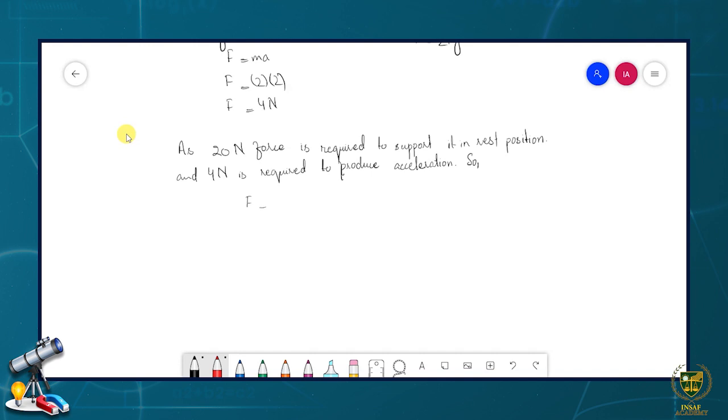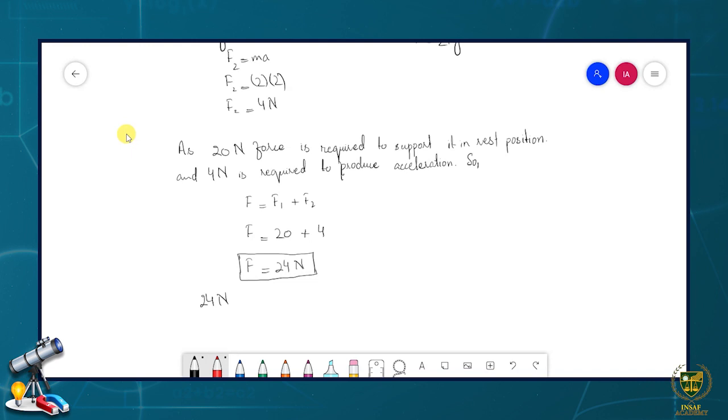So the total force F is equal to F1 plus F2. So this is basically the F2 force which is required to produce the acceleration. So we just have to put the values in it. F1 is 20 Newton plus F2 is 4 Newton. So 20 plus 4 becomes 24 Newton. So this is the force required to lift the object vertically upward with an acceleration of 2 meter per second square.